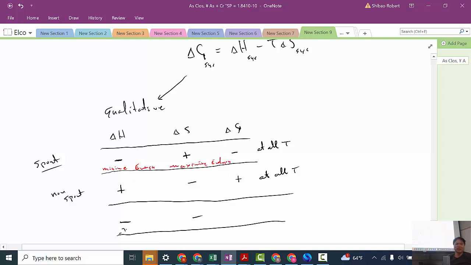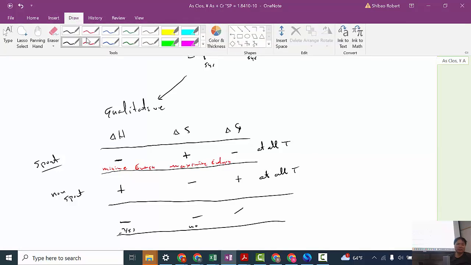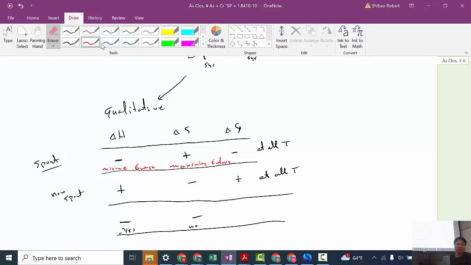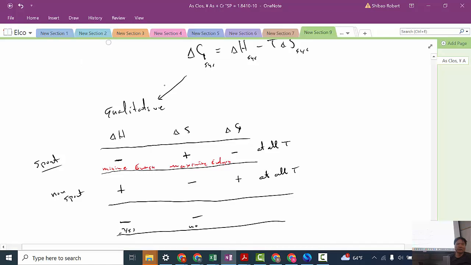And so this is a yes, no. What's the answer? Well, it turns out it depends. It depends on which term is bigger. Which term is bigger is going to depend on the temperature. And so we end up with two answers for this. It's yes at low temperature. It's no at high temperature.